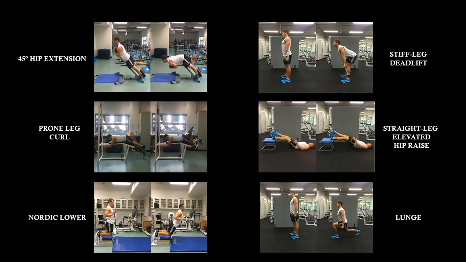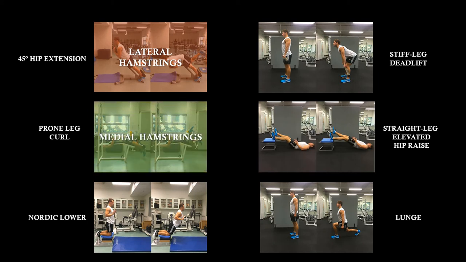Okay, so 45-degree hip extension. It involves hip flexion extension, therefore lateral hamstrings are going to be recruited. The prone leg curl, so just a standard hamstring curl, this involves knee flexion extension whilst the hip stays in a fixed position, therefore it's going to preferentially recruit the medial hamstrings.